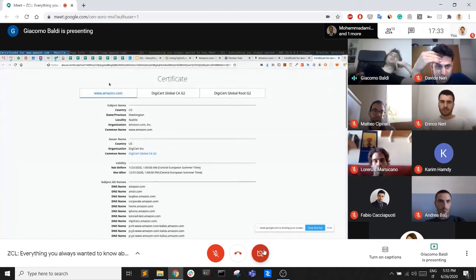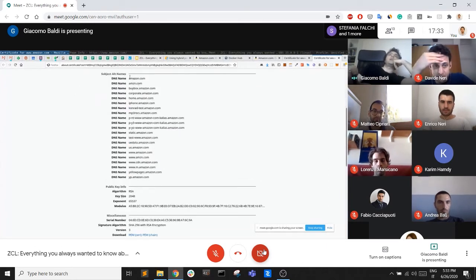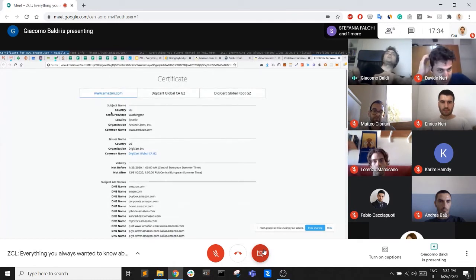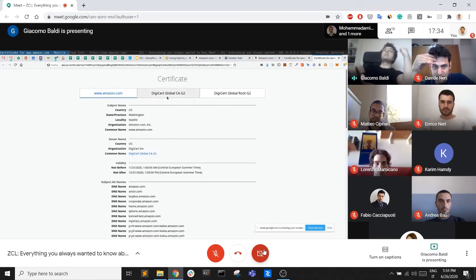That there is an Amazon certificate that is valid for www.amazon.com, that is also valid for all these domains. Okay, DNS names, and the subject is this. Okay, US, Washington, Seattle, Amazon.com Inc, and it has been issued by DigiCert Inc. So another company is signing the Amazon.com web server certificate. Okay, and that certificate is called DigiCert Global CA G2, and if you go into your Trust Anchor directory, you will find it. But it is here.